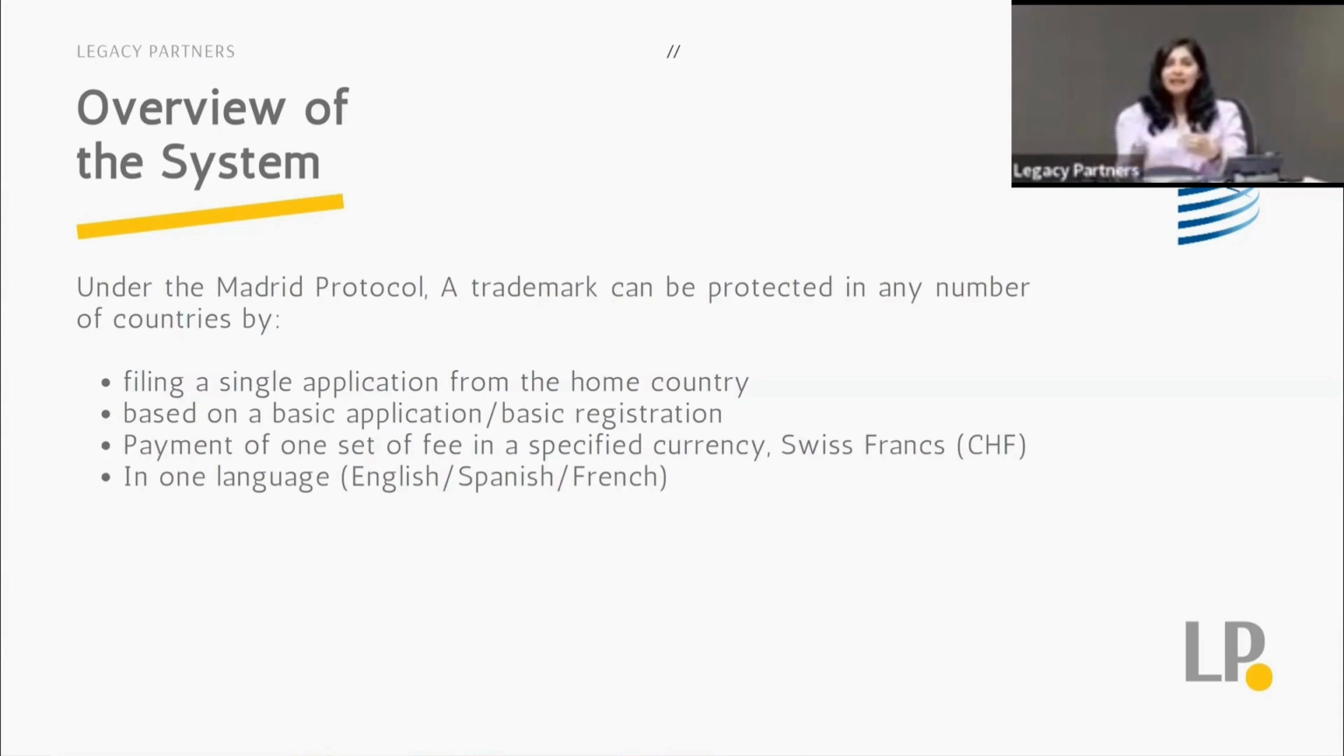Another primary requirement is a basic application or a basic registration. This simply means that you need to have a national application or registration in your home country, it could be any one of these. And you just have to pay one set of fees in only one currency, that is the Swiss francs. The application can be filed in any of these three languages: English, Spanish or French. An exception to this is if you're designating a country or a body like EUIPO for the European Union, in which case you would also have to choose a second language from Spanish or French.